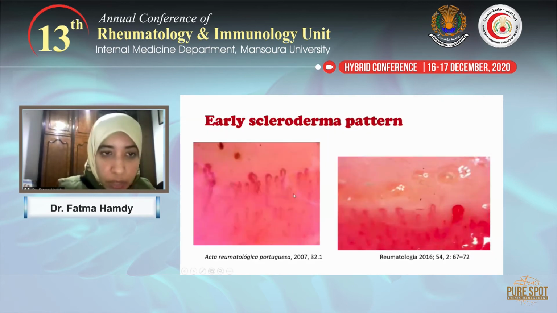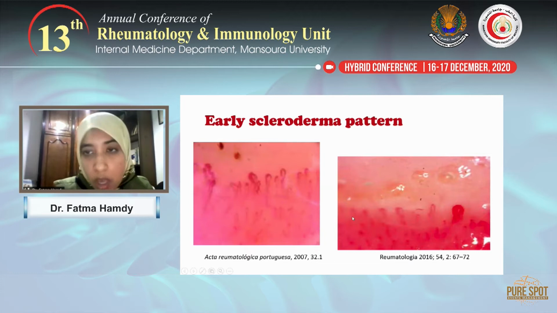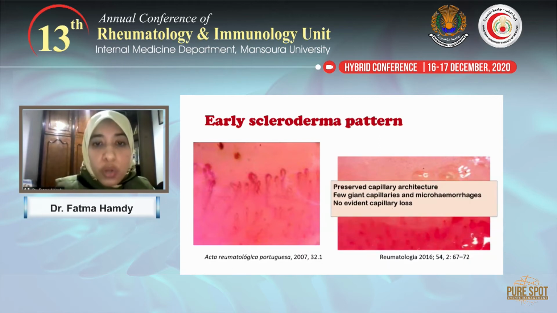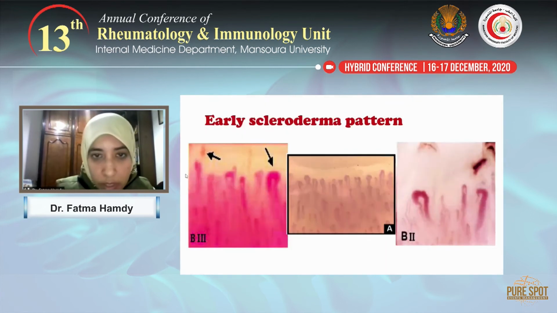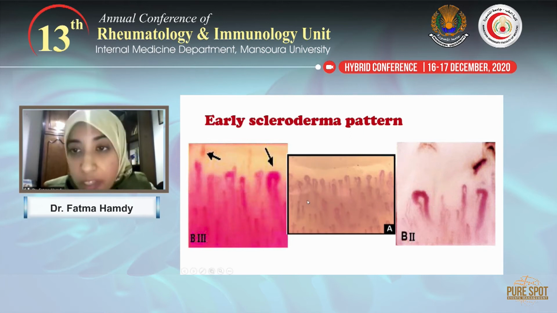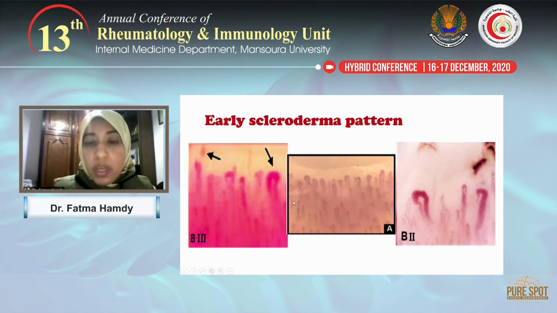As we can see here, the capillary architecture is normal, it's not disturbed. We can find some giant capillaries and some hemorrhage. However, there is no evidence of ramified capillaries and no major capillary loss. This is called early scleroderma pattern. Here is also a case of early scleroderma pattern. We can find some giant capillaries, some hemorrhage, but preserved capillary architecture, no major capillary loss.